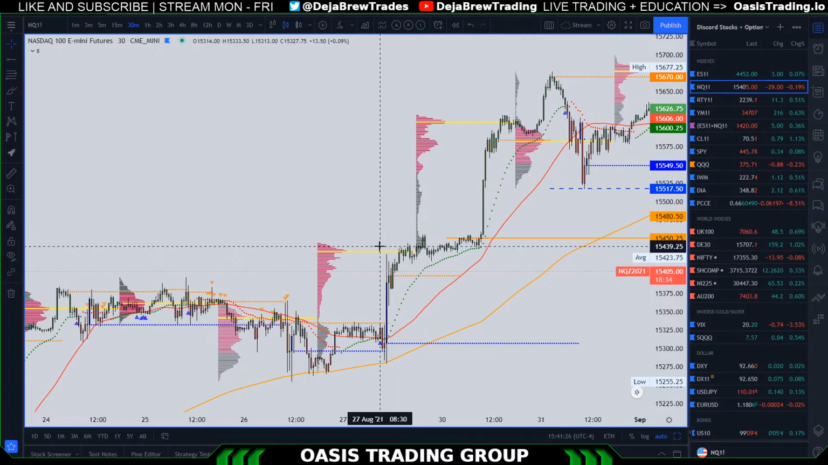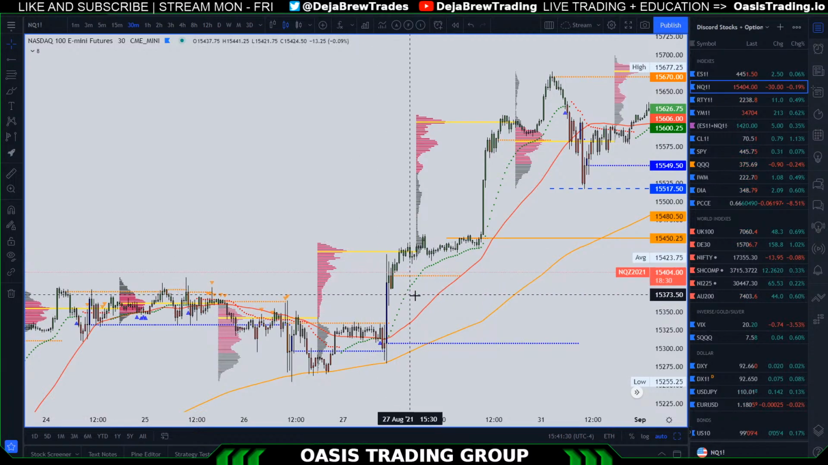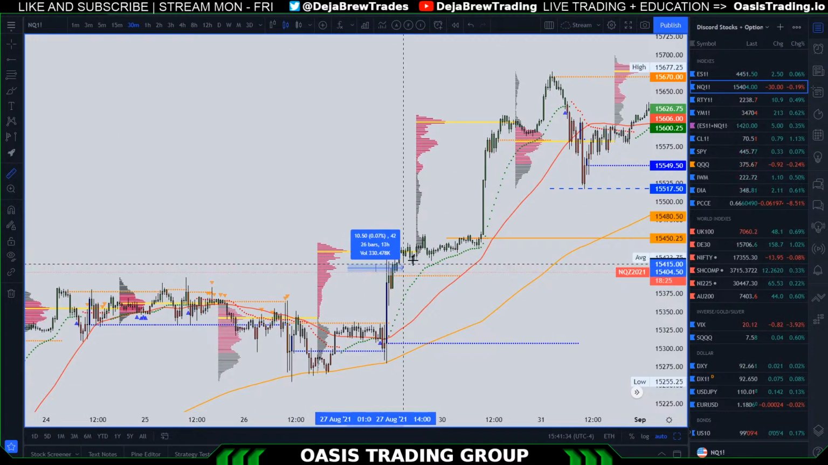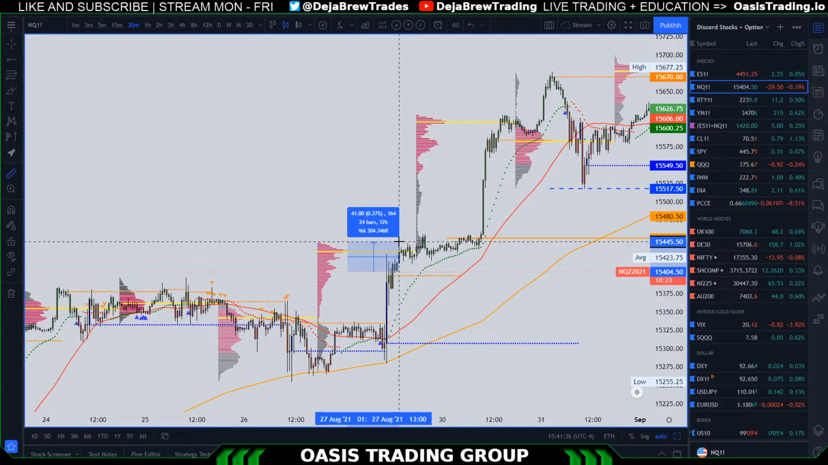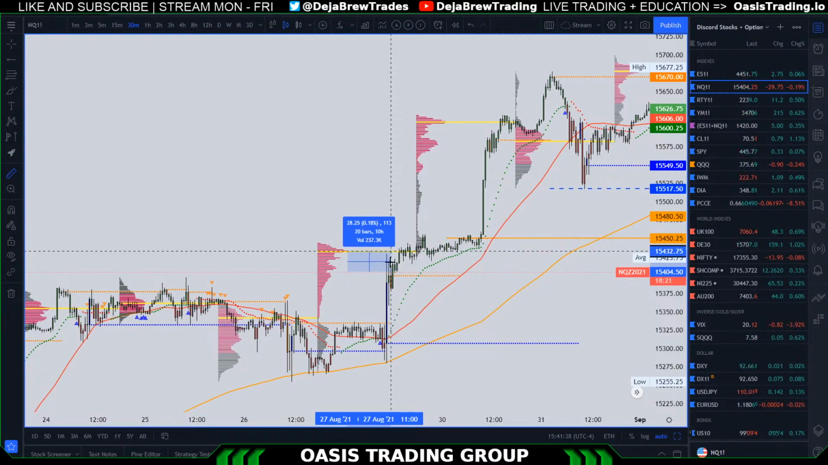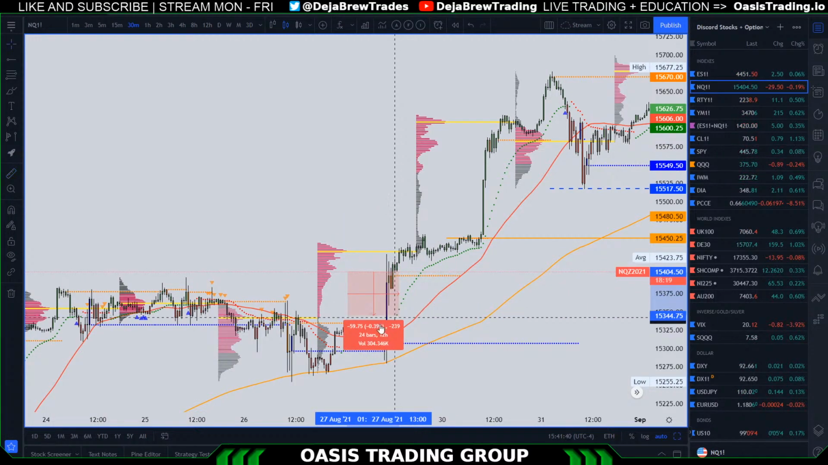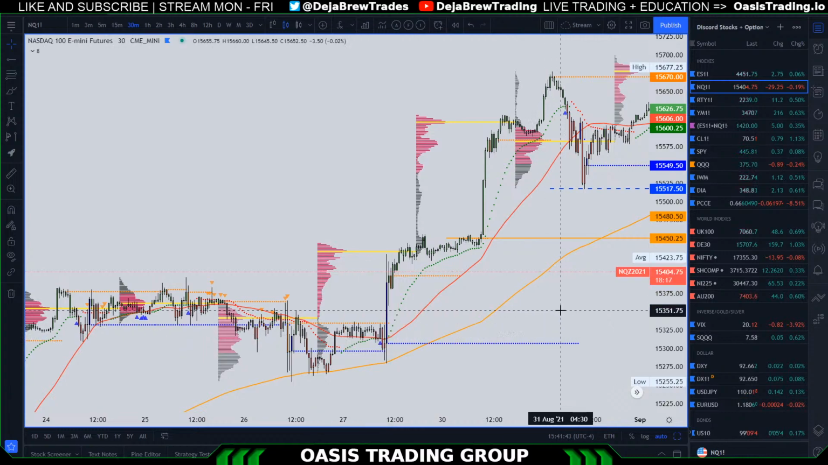If you get back above the POC, back above 15,450, then it's looking a lot better. If you want to tie it into Q's, it's easier to use percentage. It'd be about 0.3% away to the upside or about 0.4% away to the downside.